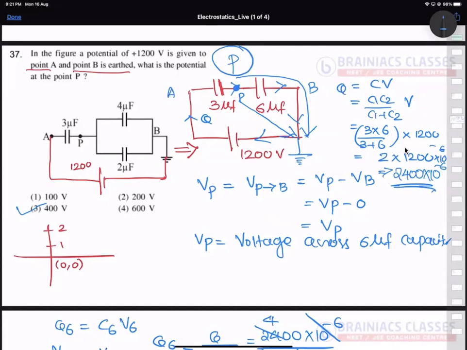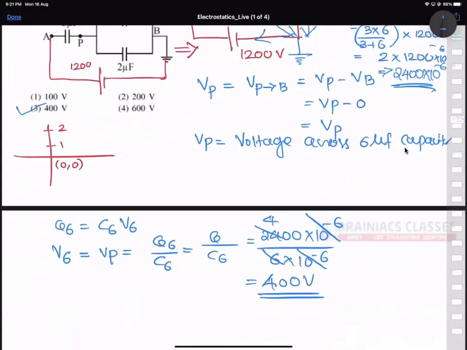So we know the formula Q is equal to CV. The voltage V is equal to Q by C. So we first find the charge flowing through the 6 microfarad capacitor. Then we divide by the capacitor value given in the diagram, 6 microfarad. Then we get the voltage. So V6 is equal to VP, which is equal to Q6 by C6. Q6 is the charge passing through the 6 microfarad capacitor, which is equal to the total charge.